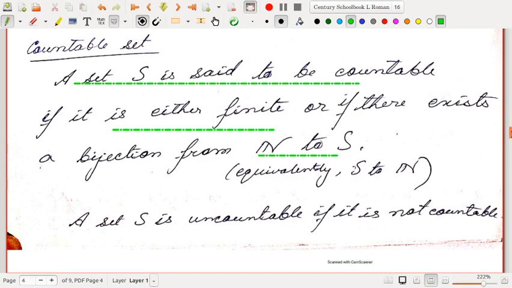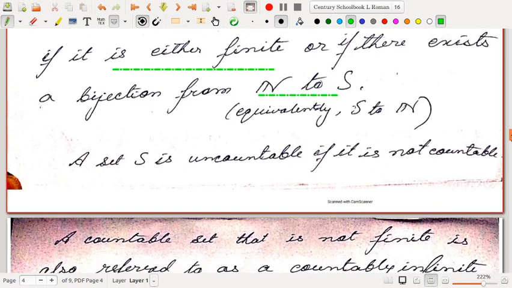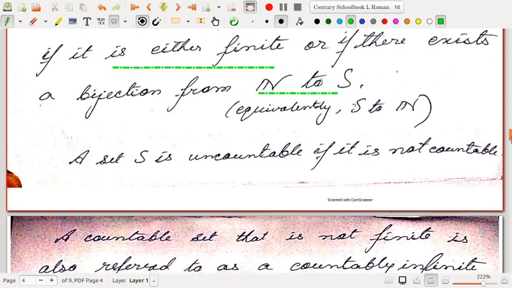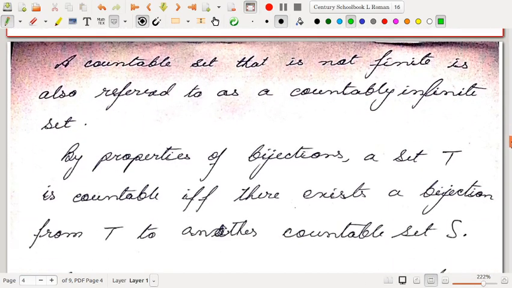If we can construct a bijection between N and S, then we can say that it's a countable set. The natural numbers are used for counting, and that is why they are kept as the standard here. A set is uncountable if it is not countable. That means if we cannot find any bijection from N to S, then the set will be uncountable. A countable set that is not finite is also referred to as a countably infinite set. So the set of natural numbers itself is a countably infinite set.